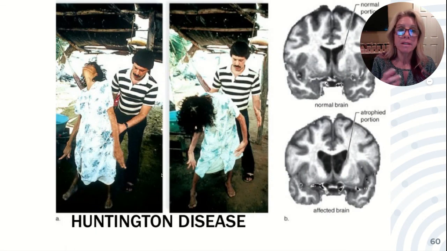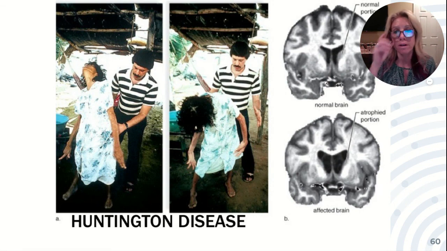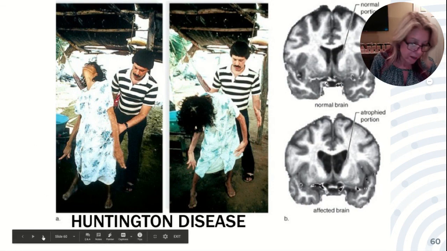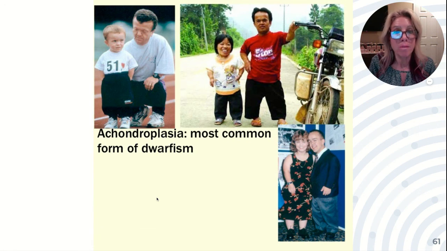Okay, Huntington's disease, like I said before, is loss of control of your body. You can't hold your body still. You literally have to be tied down so you don't fall out of a chair. That is an autosomal dominant disorder as well. And then achondroplasia is the most common form of dwarfism, and that is an autosomal dominant disorder.